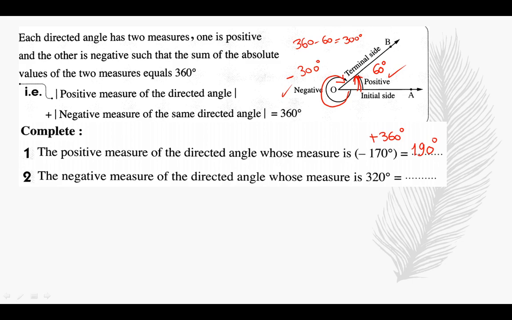Next, the negative measure of the directed angle whose measure is 320. Here we have the positive measure and we want to find the negative measure. To find the negative measure, we will write 320 minus 360. So the result will be negative 40 degrees. So the positive measure is 320 and the negative measure is negative 40.